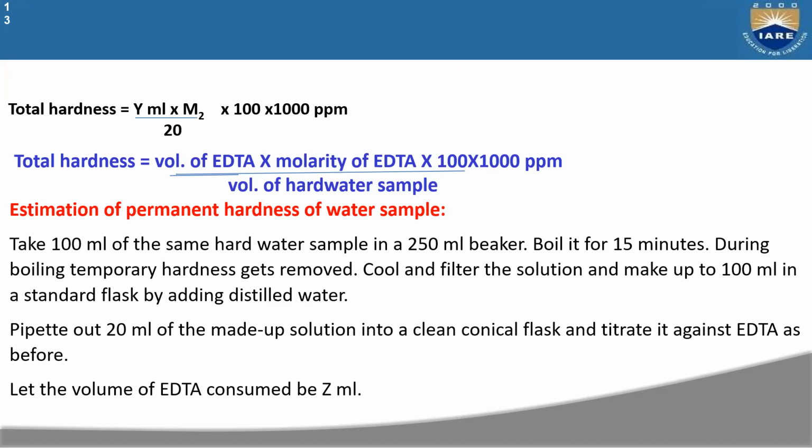Later, the boiled water sample: pipette out, same procedure as in the first step, replacing standard hard water with the boiled hard water sample. So the first step is standardization of EDTA, the next is estimating the total hardness, and the third step is estimating the permanent hardness of water sample. All three steps are the same. The burette contains EDTA solution, and the conical flask contains hard water, Eriochrome Black T indicator, and buffer solution. That is the first step.